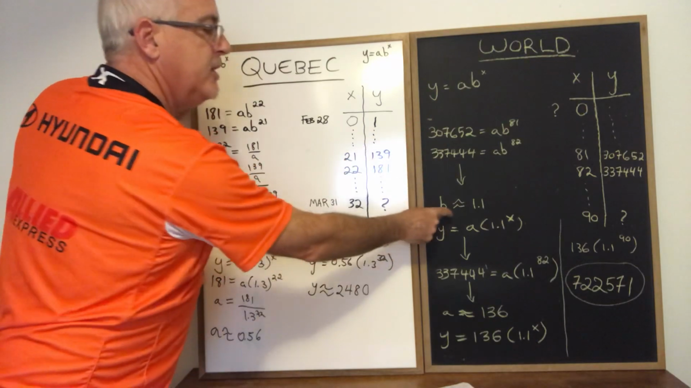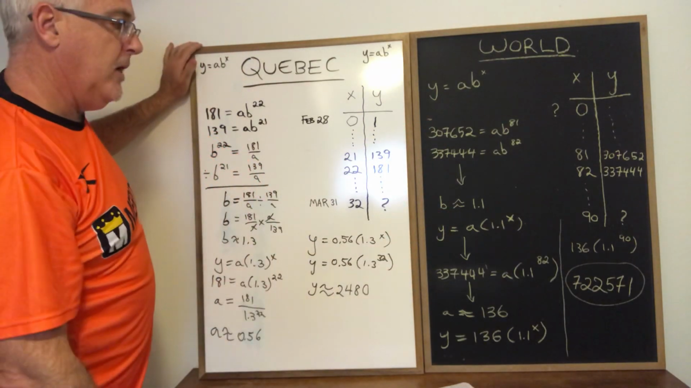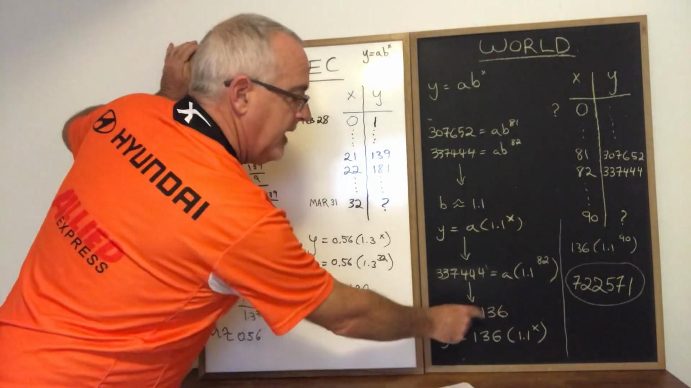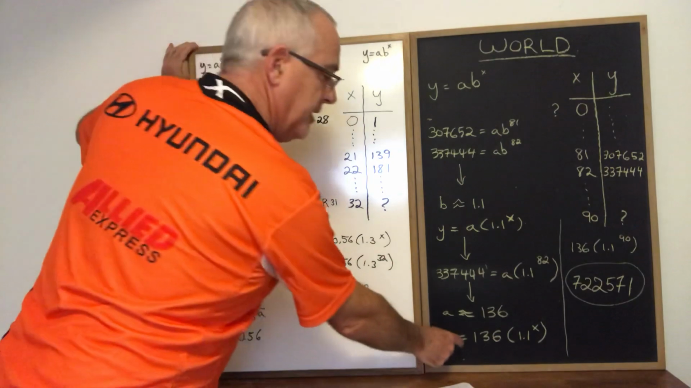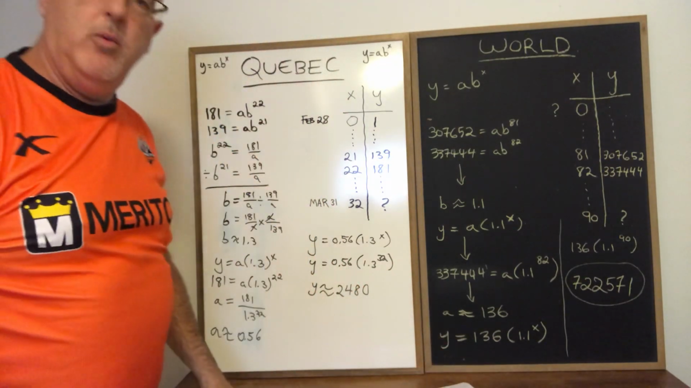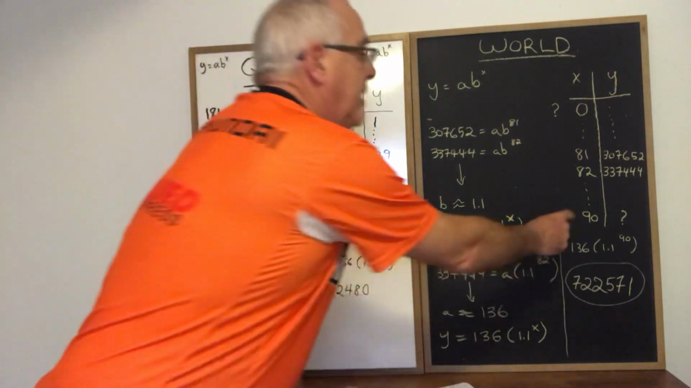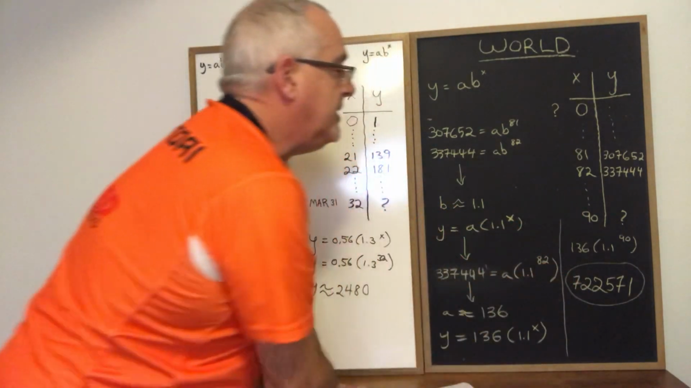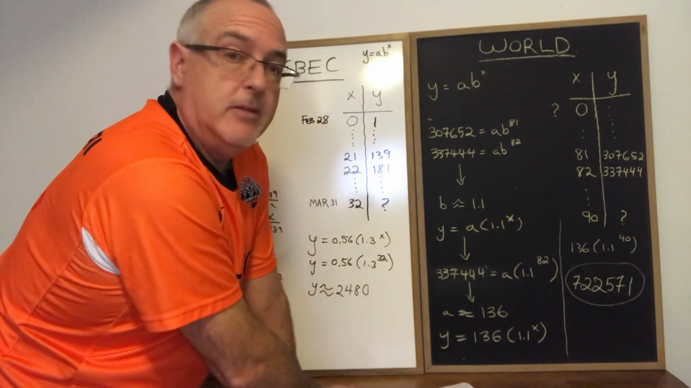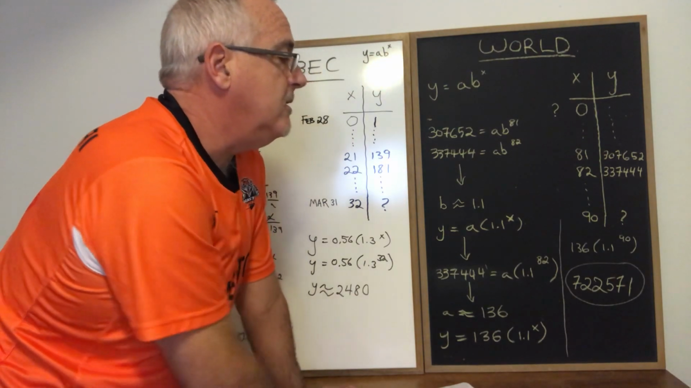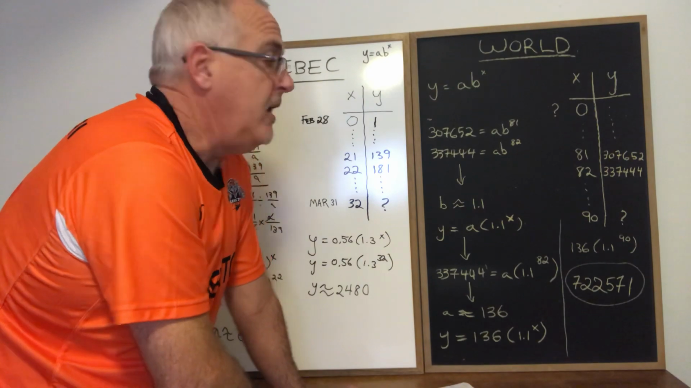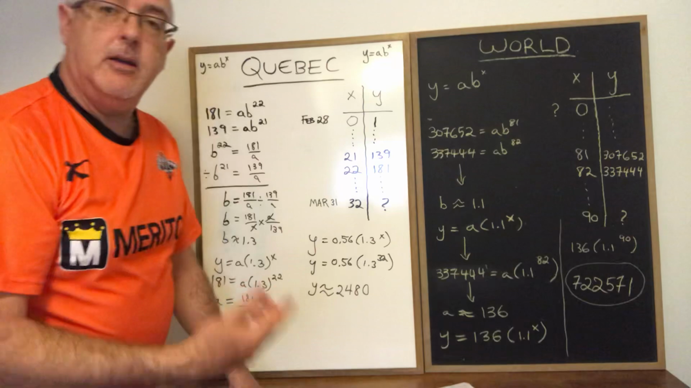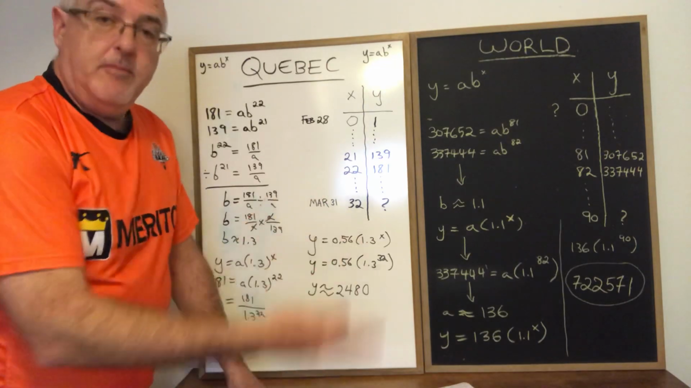I divided the equations and I got an approximate b of 1.1. And then I did the same step that I did over here to get an approximate a of 136. So I have this equation, y equals 136 times 1.1 to the x. When I plug in day 90, which is March 31st, I end up with an estimated number of confirmed cases for the world of 722,571.